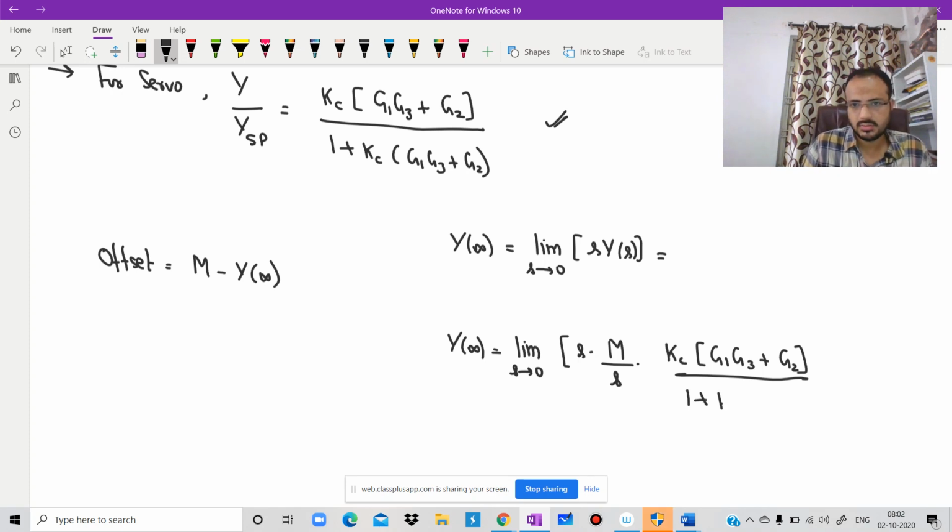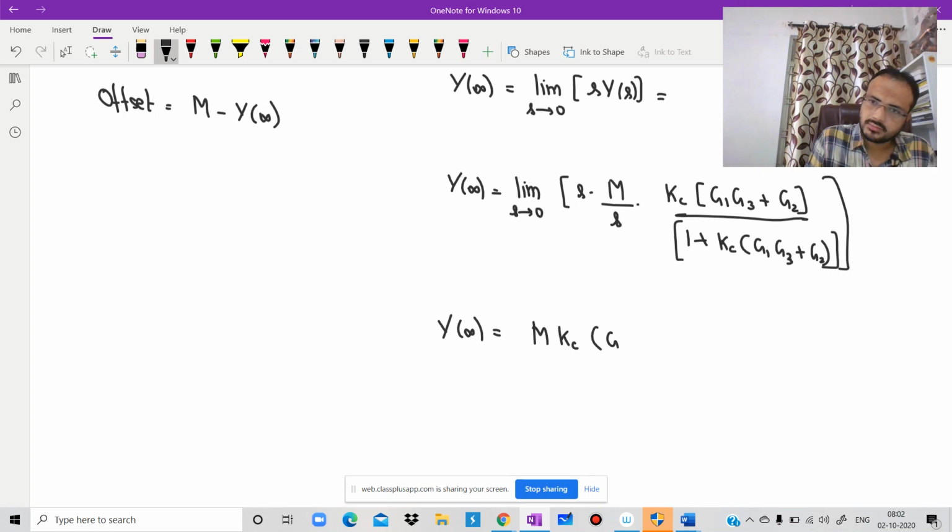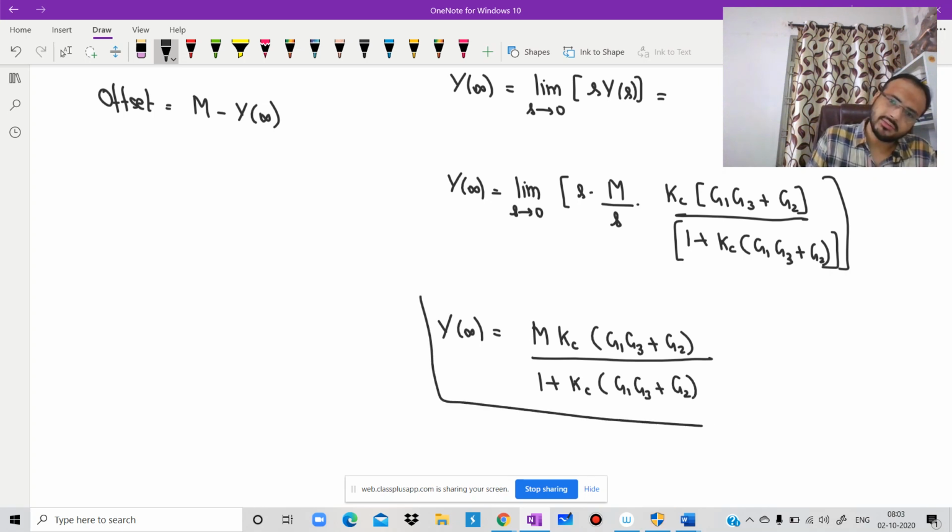One plus, you will get this value. Your final value will be y infinite, m into Kc, G1 G3 plus G2 divided by 1 plus Kc, G1 G3 plus G2.